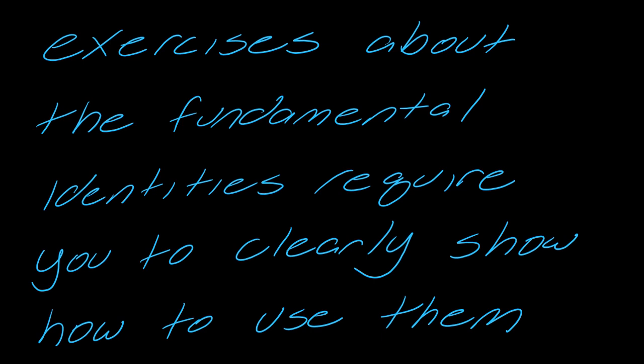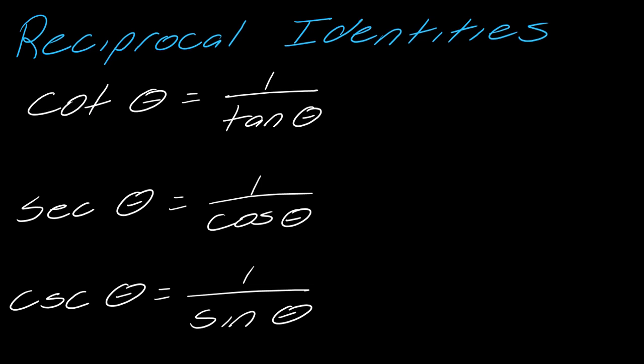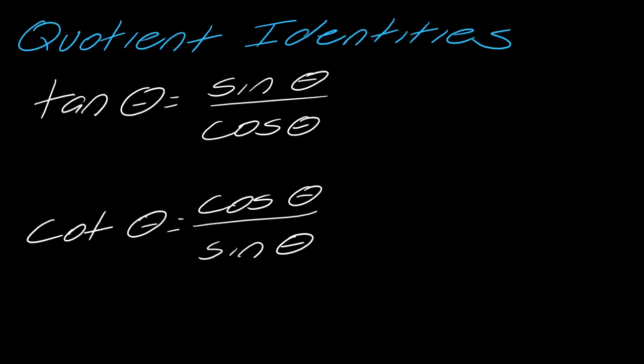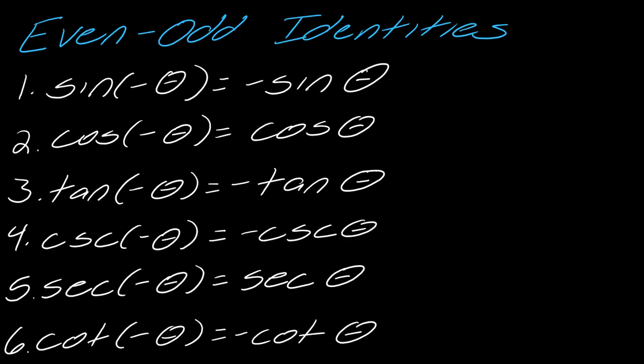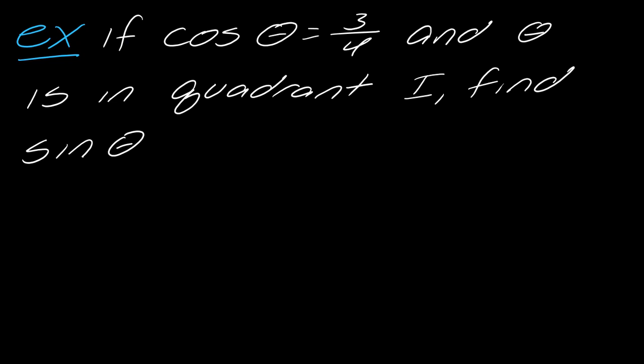And exercises about the fundamental identities require you to clearly show how to use them. The point is to get used to using these, because really these are like a list of tricks to help make trig problems easier. That's really the best way I can describe this. So what we're going to do now is look at a bunch of different examples and show you how to leverage some of these.